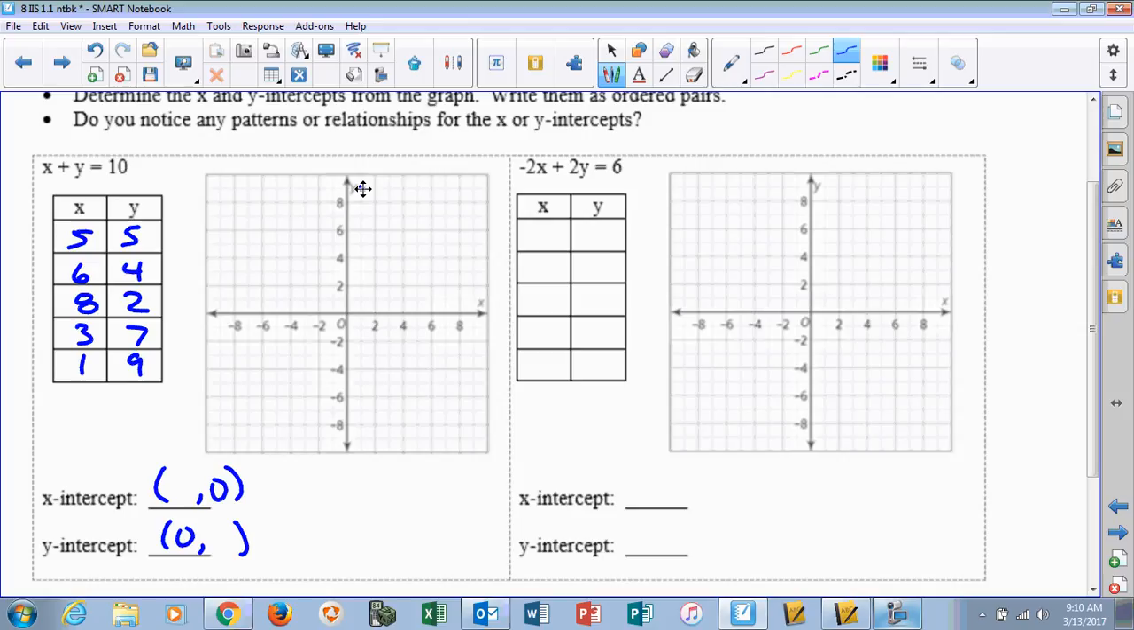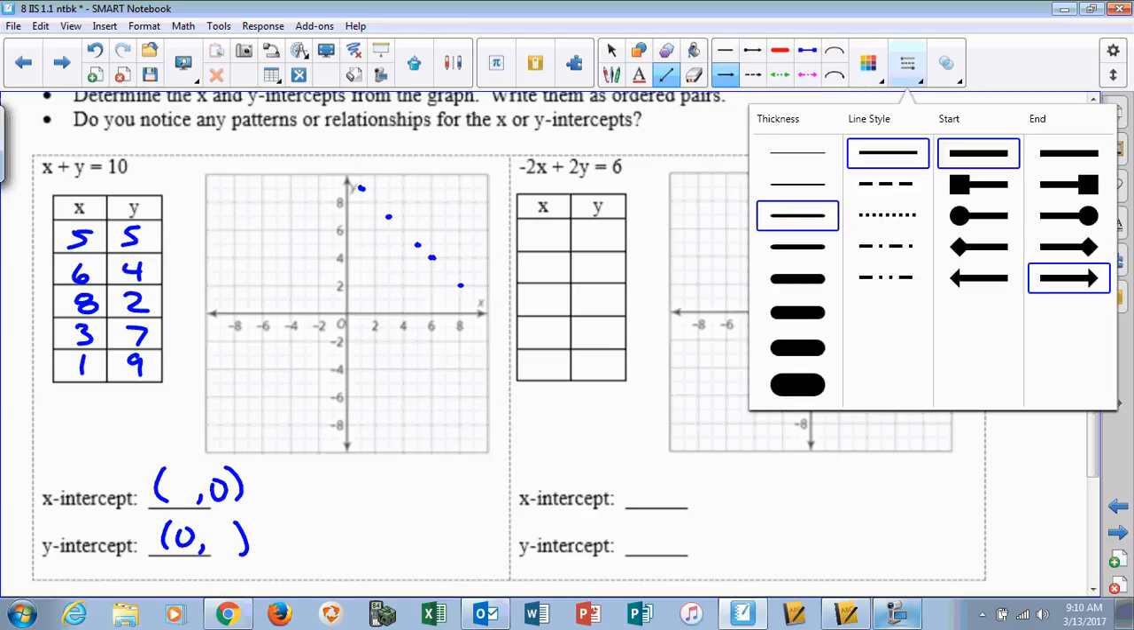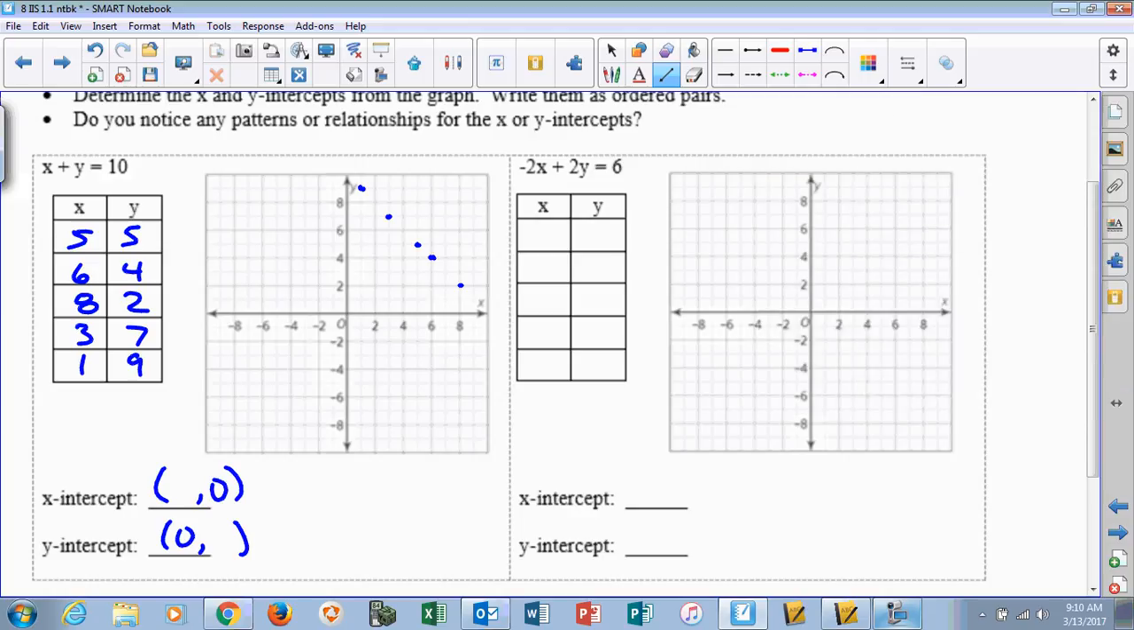Let's see, 5, 5, 6, 4. We're on the line here. 8, 2, and 3, 7. So when I draw my line here, it's going to be different because I'm going to need a line with arrows, because we're going to keep on going. All right, so let's connect through here.